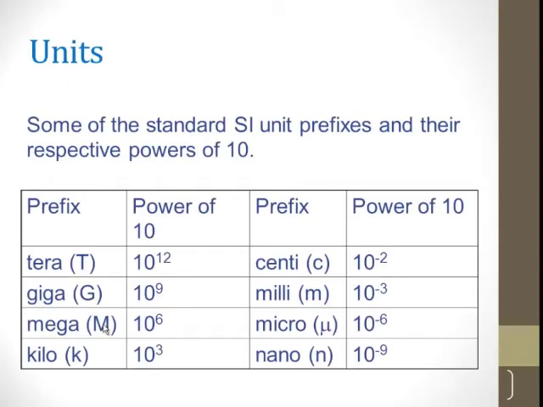In your book, you have the big list of the standard SI unit prefixes and their respective power of 10. The thing to remember is kilo, mega, giga, and tera are bigger, and centi, milli, micro, and nano are smaller. And that's the big thing. A centimeter is smaller than a meter. A kilogram is greater than a gram. Okay? Those are the things you need to bring with you to class tomorrow.